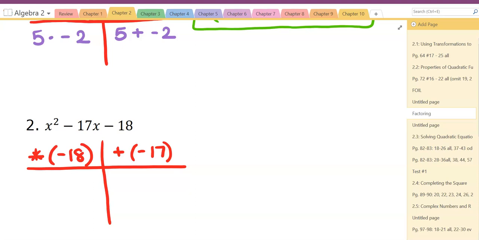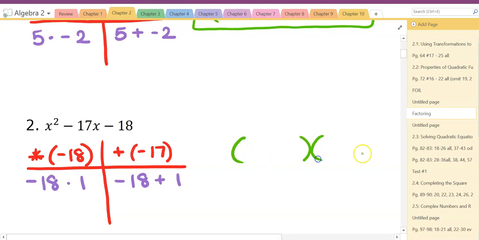Matthew? Negative 1 and 18. You're really close. Instead of negative 1, I think it should be negative 18 and positive 1, and the only reason for that is because when I add them, I want to get a negative 17. So I want the 18 to be negative, so that when I add the two numbers, I get a negative 17. Okay?